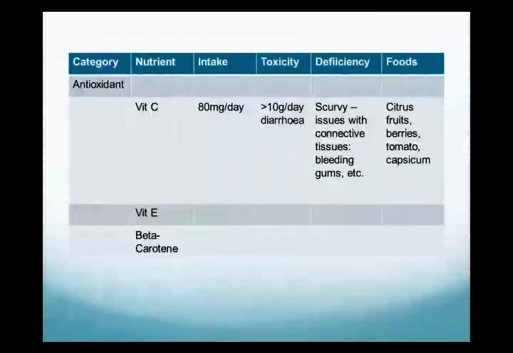Here's an example before I leave of what this table looks like, just the beginning phases. Antioxidant category, vitamin C, what's our recommended intake? Greater than 10 grams a day, and that's not a typo. Yeah, you'll start getting diarrhea. That's a lot of vitamin C, right? Deficiency issues, scurvy. Most of you have heard the term scurvy, and it doesn't happen too much anymore.